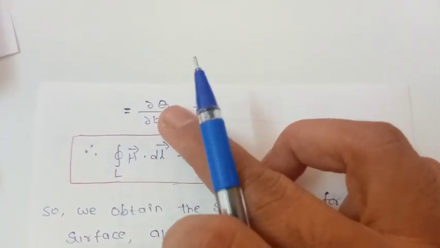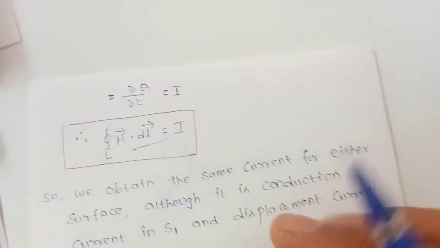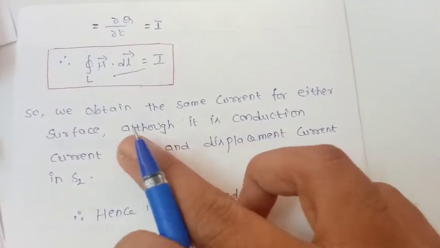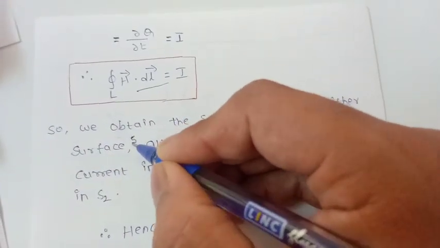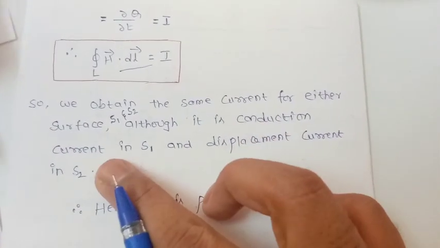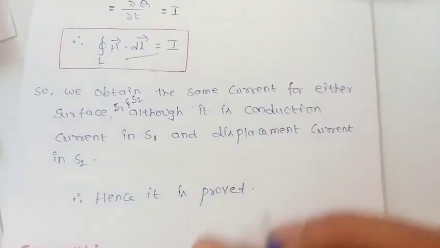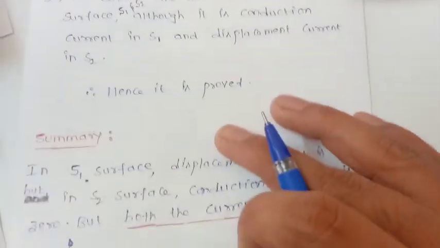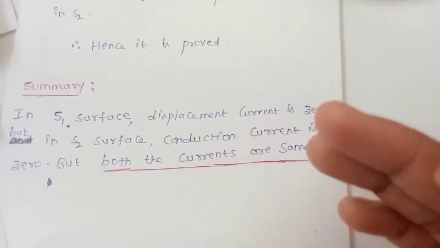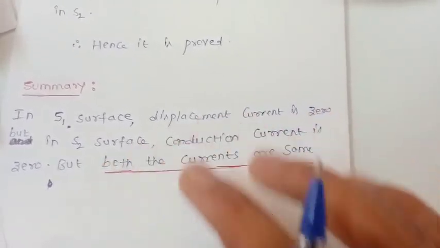In a sense, the rate of change of charge is nothing but current. That means from that it is clear that we obtain the same current for either surface. That means surface 1 and surface 2, for either surface the same current flows. Although it is a conduction current in S1 and a displacement current in S2, both the currents are same. Therefore, hence it is proved. Finally, we conclude that in the S1 surface the displacement current is 0, but in the S2 surface the conduction current is 0, but both the currents are same.